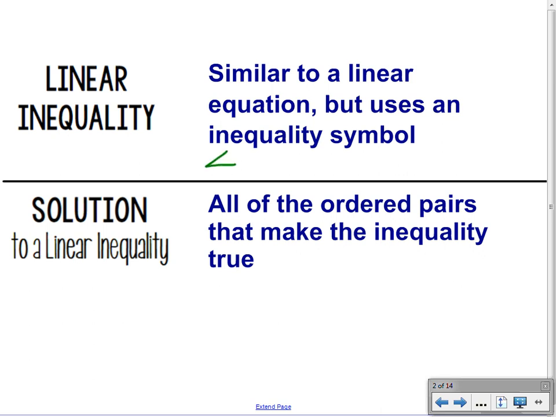We have the less than symbol, less than or equal to, greater than, or equal to. So these are the four inequality symbols you'll see appearing here. Now, our goal is going to be to find the solutions to the inequality. Now, there's going to be more than one answer, okay? The solutions are all of the ordered pairs that make the inequality that we're given true. So let's see what that means.